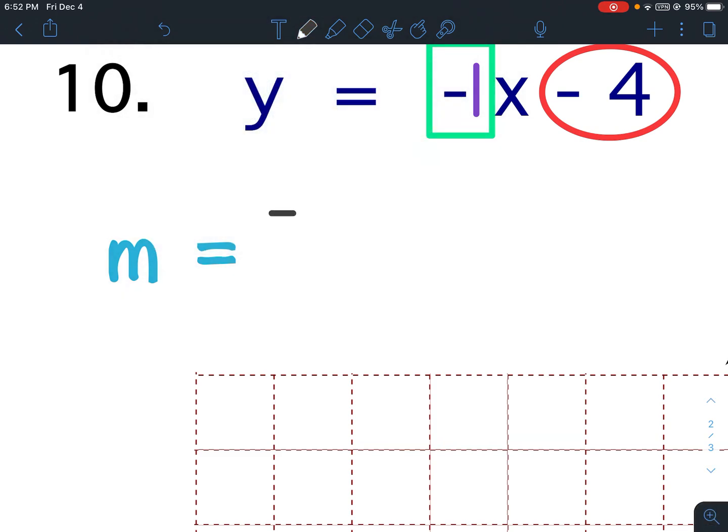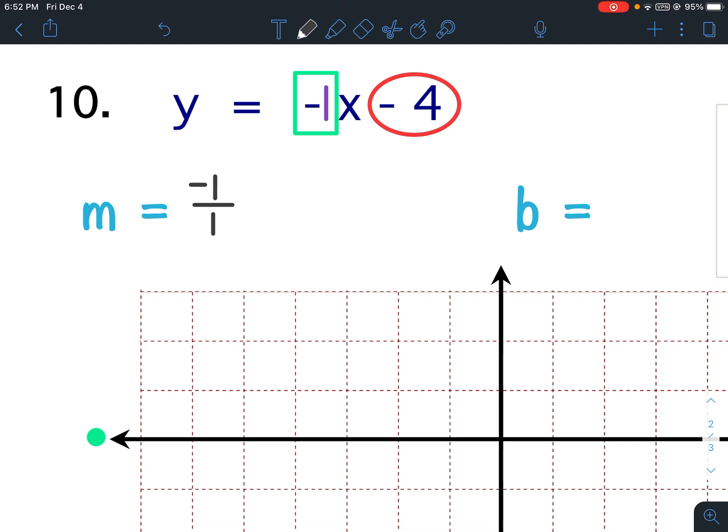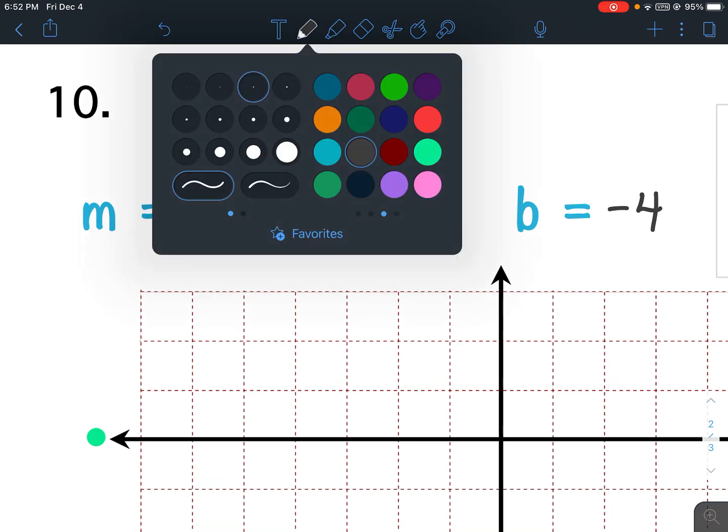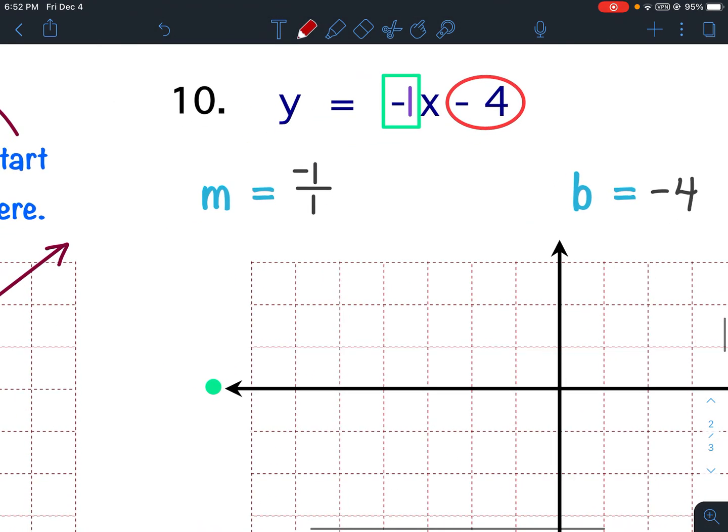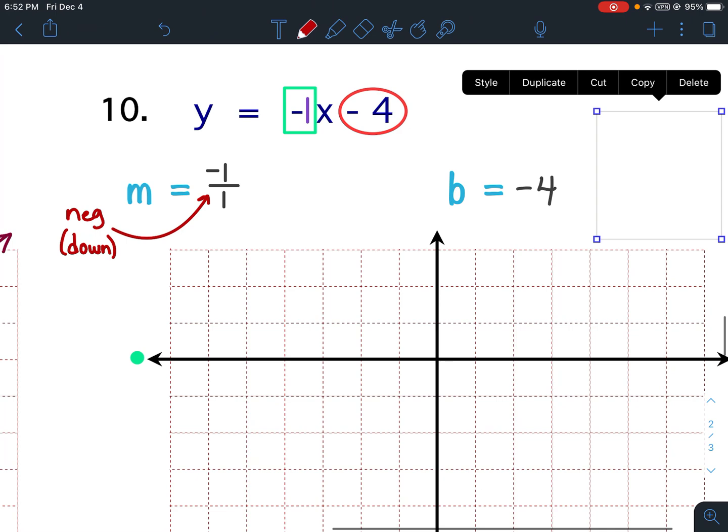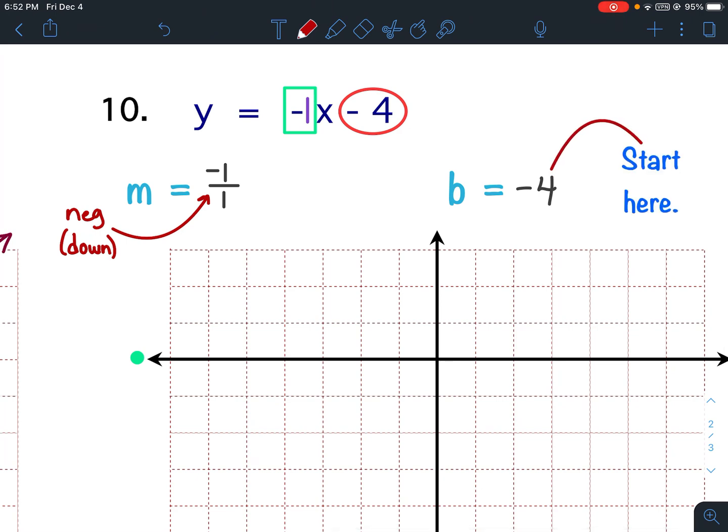Now remember, for slopes, we want fractions. So I'm going to go ahead and put the negative 1, but to make it a fraction, I'm going to put it over 1. And my y-intercept is this number here, which would be negative 4. All right. So we have a negative slope, which means our graph will be going downward from left to right. And we're going to start on the y-axis at negative 4.